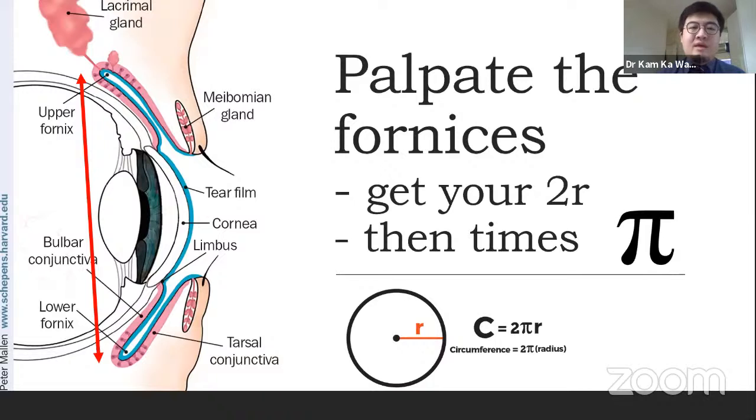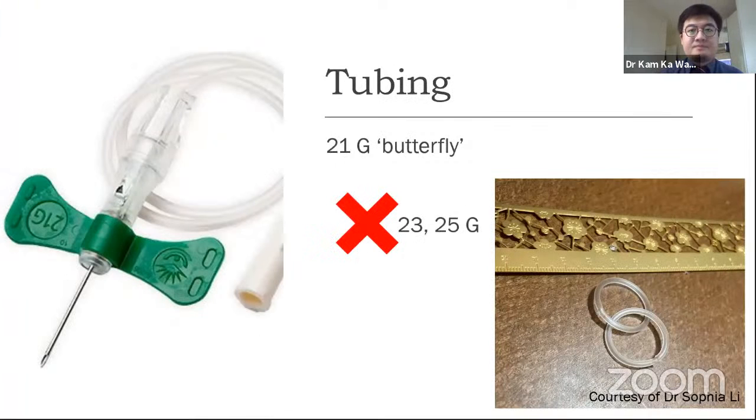In Asian eyes, we find it a little bit harder because sometimes the eyes are pretty small and the fornixes may be a little bit difficult for you to put in the ring. So preparing several sizes is a smart idea.